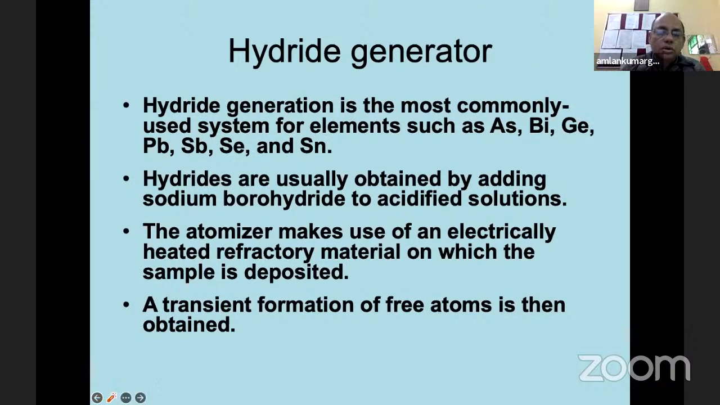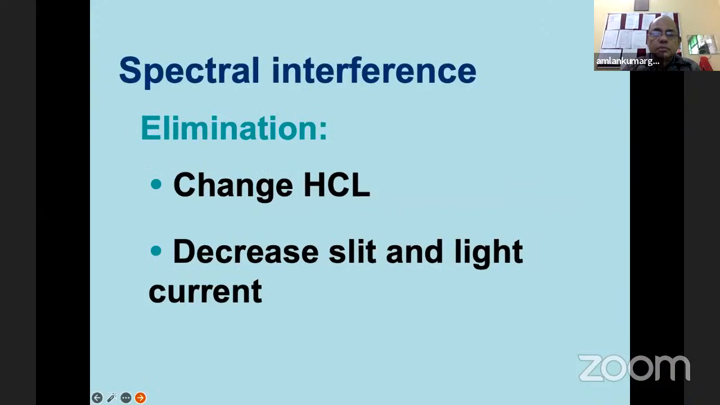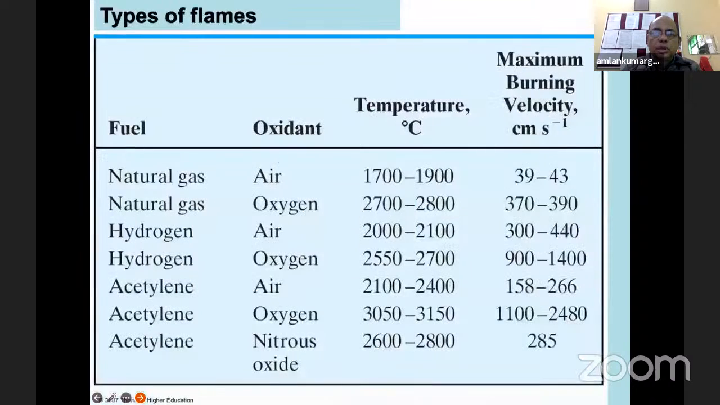So this is how the whole thing works, and I won't go into all that. So just for example, what are the temperatures that are encountered? If you use an air acetylene flame, it will be around 2000 to 2400 degrees centigrade that we normally use. So in an atomic absorption spectrophotometer, the oxidant is air and the gas is acetylene. Whereas you can use a nitrous oxide acetylene flame to get even higher temperatures, or an oxygen acetylene flame to get even higher temperatures.